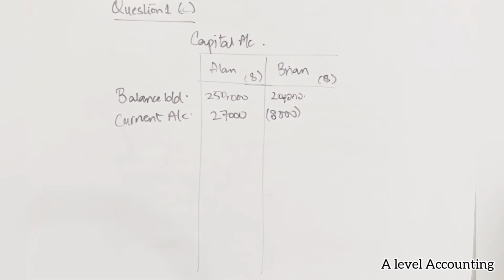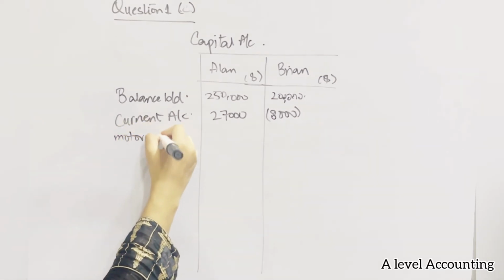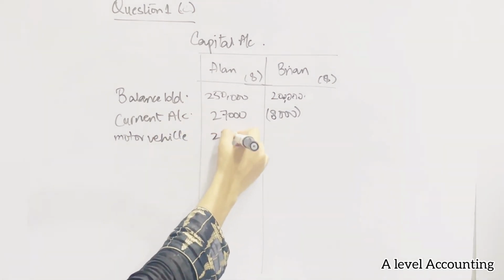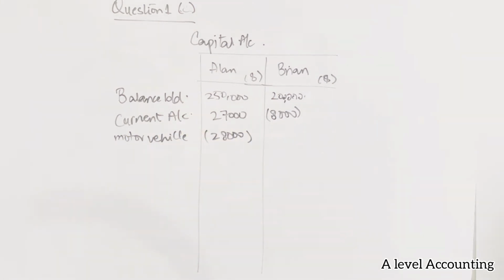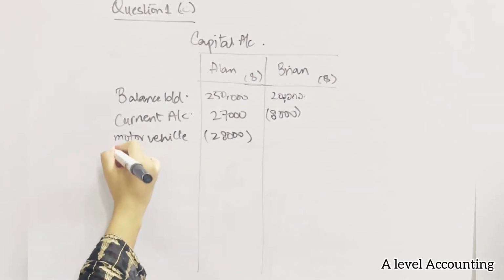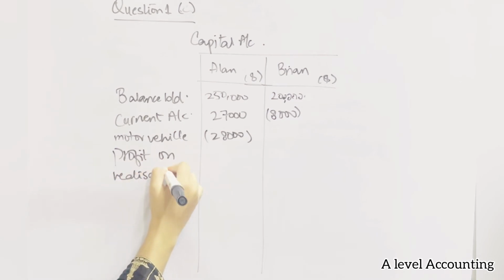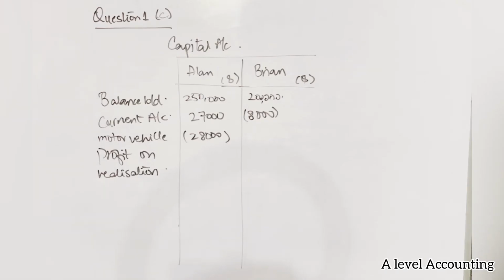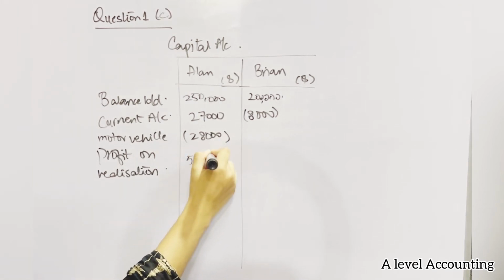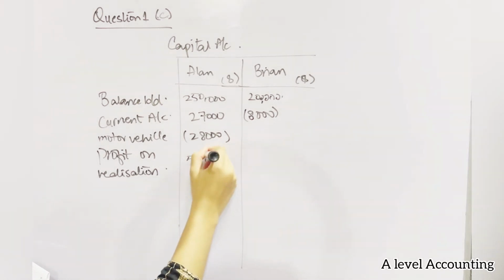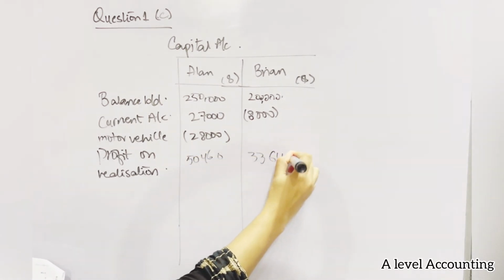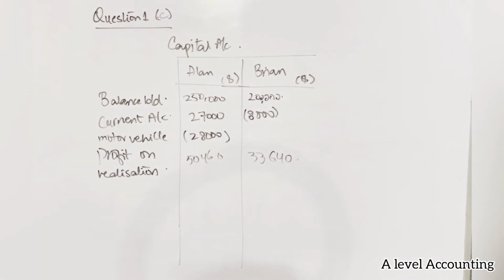If you look into the further information, we made the realization account in the previous part. So we know that Alan took over the motor vehicle at a value of 28,000. So you're supposed to record it here and subtract it from his account. The next thing is that you calculated profit on realization. Hence, you will just take the figures from there and write down. Figures are taken from the previous part, as I already told you. So these are 5,460 and 33,640. So profit on realization is done.